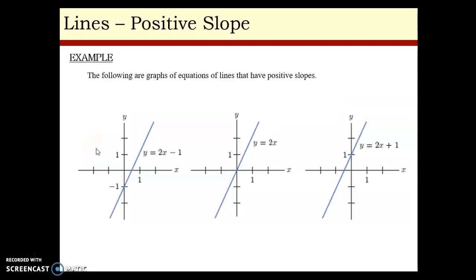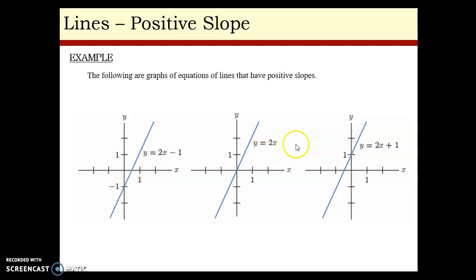So let's put some of this to the test. y equals 2x minus 1. So that means rise over run, 2 over 1. So that means you go up 2 and over 1. Negative 1 is where it hits the y-intercept.